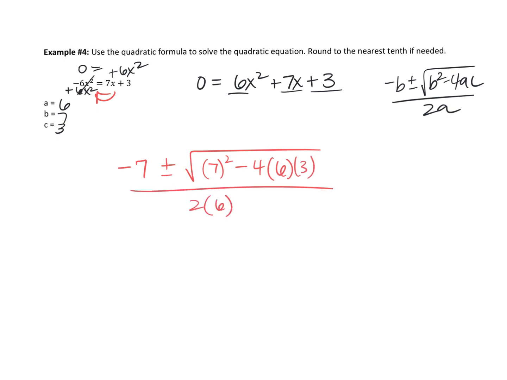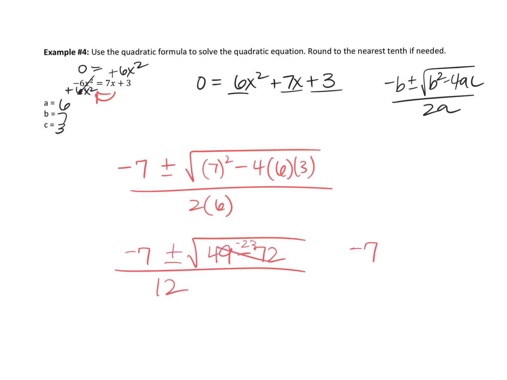Okay, so one big problem. So get good at kind of rewriting that. So I get negative 7. On the bottom I get 12, plus or minus, 7 squared is 49, minus, if I have 4 times 6 times 3, I get 72. So 49 minus 72 is negative 23. So right now I have negative 7 plus or minus the square root of negative 23, over 12.